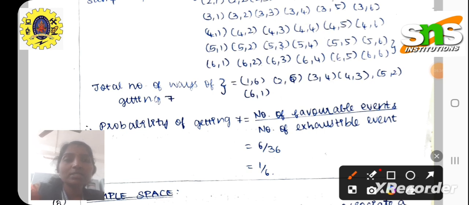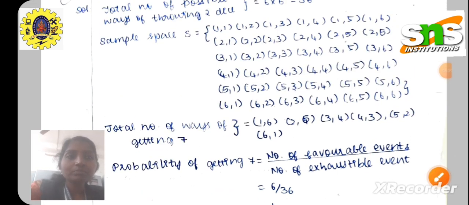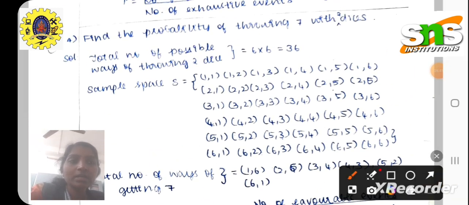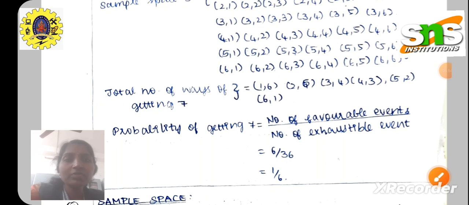Only 6 ways, since while adding 1 and 6 here, you will get 7, 2 and 5, you will get 7, 3 and 4, you will get 7, 4 and 3, you will get 7, 5 and 2, you will get 7, and 6 and 1, you will get 7. Only these are the possibilities here. Therefore, the ways of getting 7 are 1, 6, 2, 5, 3, 4, 4, 3, 5, 2 and 6, 1.